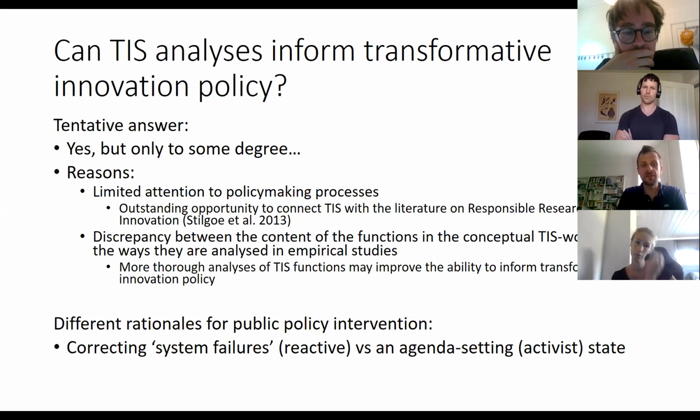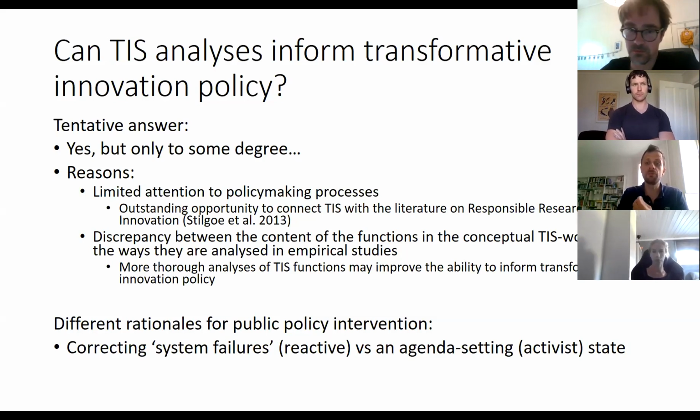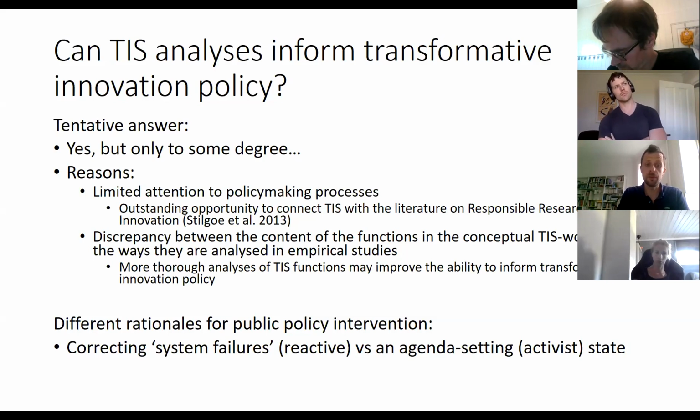The second reason is the discrepancy between the content of the functions in the conceptual TIS work and the ways that they are analyzed in empirical studies. So I think a more thorough analysis of TIS functions may actually improve the ability to inform transformative innovation policy.